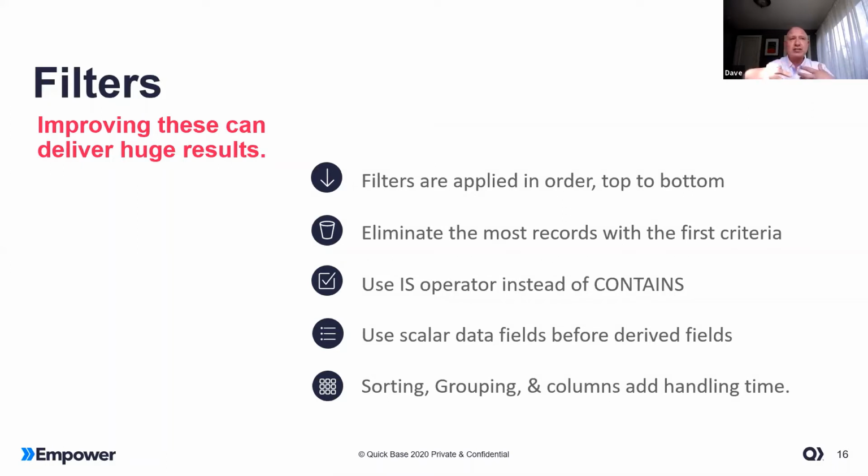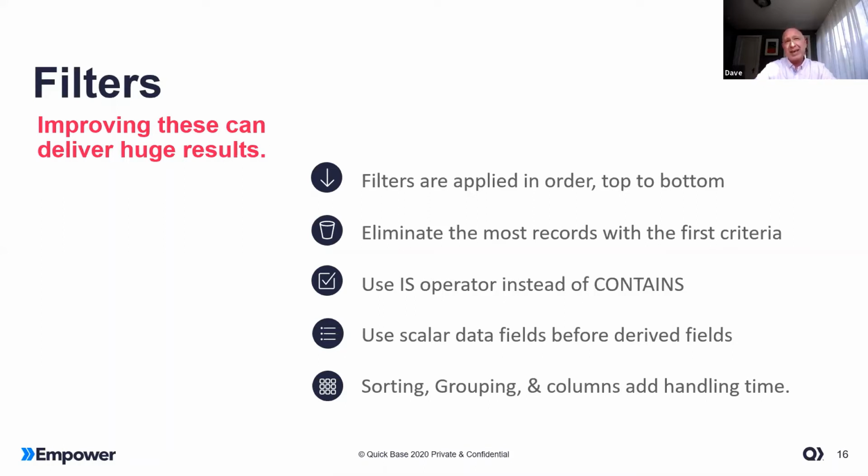And again, using scalar data versus derived fields, those words don't always mean everything to everybody. Scalar data is data that you typed into those fields in that table, versus derived fields, which are formula fields or summary fields that might be counting data from another related table. So derived fields come from somewhere else and we have to calculate them, versus scalar data, which is just stuff that's been typed into data fields. So always start with and use scalar fields before you use derived fields in your filters in your reports.